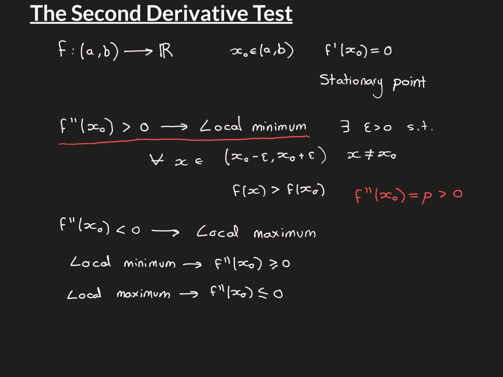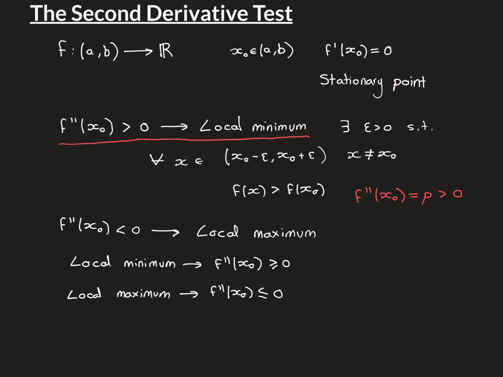So let's start then by proving the part that I've underlined in red. So we're assuming now that we've got our function f and that we know that the first derivative at x0 exists and is equal to 0. So this is a stationary point for the function. And we're also now assuming that the second derivative at this point x0 exists and is greater than 0. And what we want to prove is that that point x0 is a local minimum of the function. So how are we going to do this?